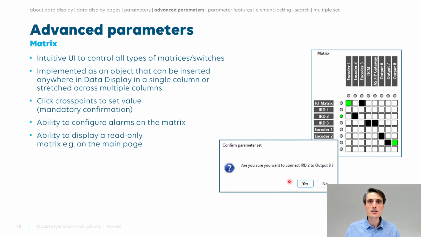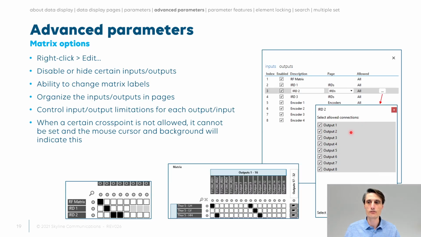Note there is always a confirmation for a cross point setting, because in this editor you could maybe click on the wrong cross point very easily. So whenever you click, there will always be an extra confirmation that you need to give before it will be applied.